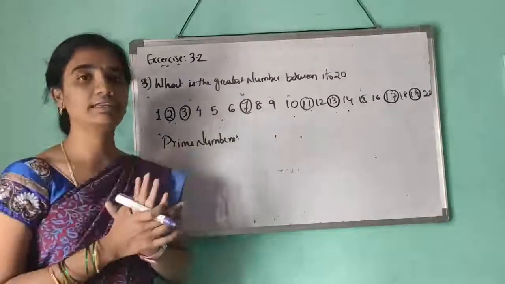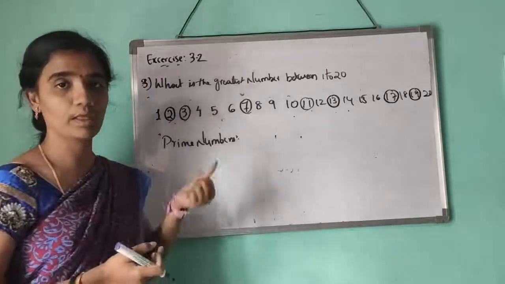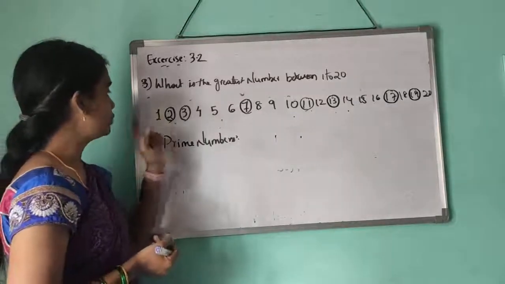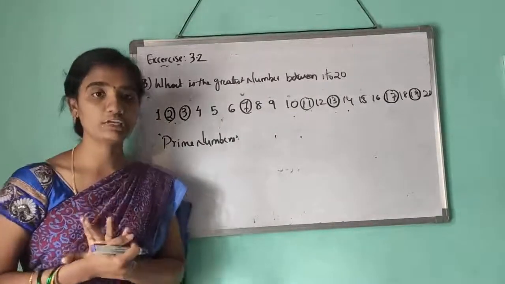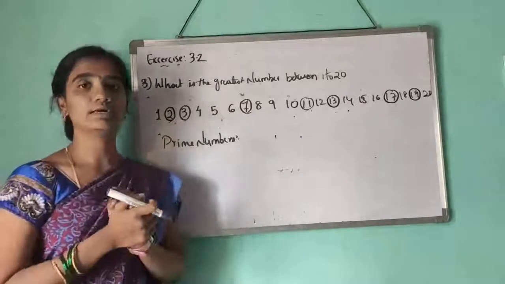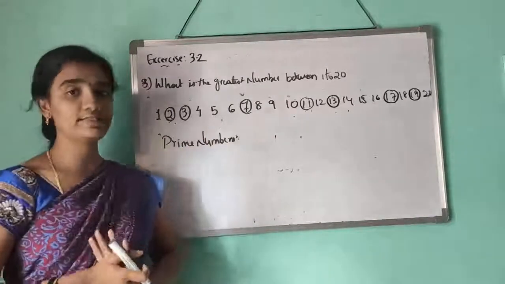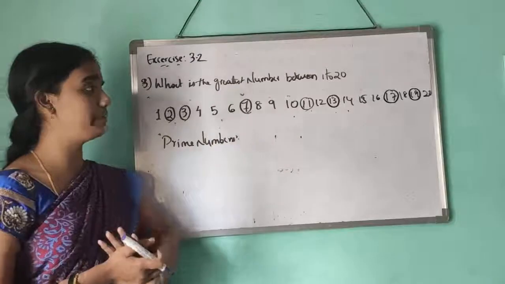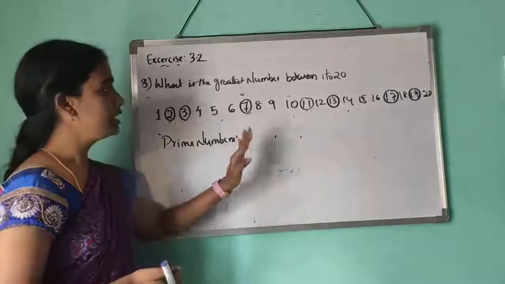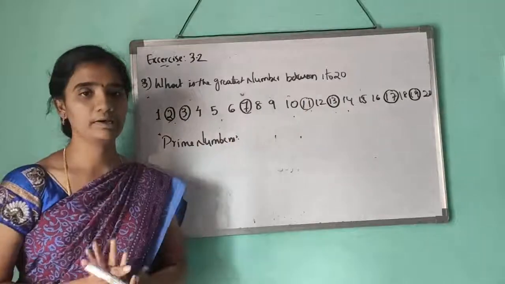So the numbers are checked. 2 is only in the second table. 2 is a prime number. 3 is also only in the third table. So this is a prime number. 7 is only in the seventh table. So 7 is also a prime number. 11, 13, 17, 19 all are the same. They only come in their own tables. So these are the prime numbers.